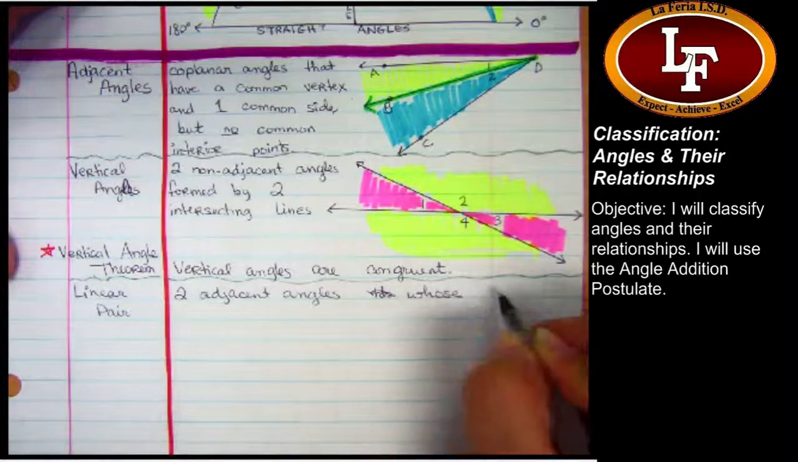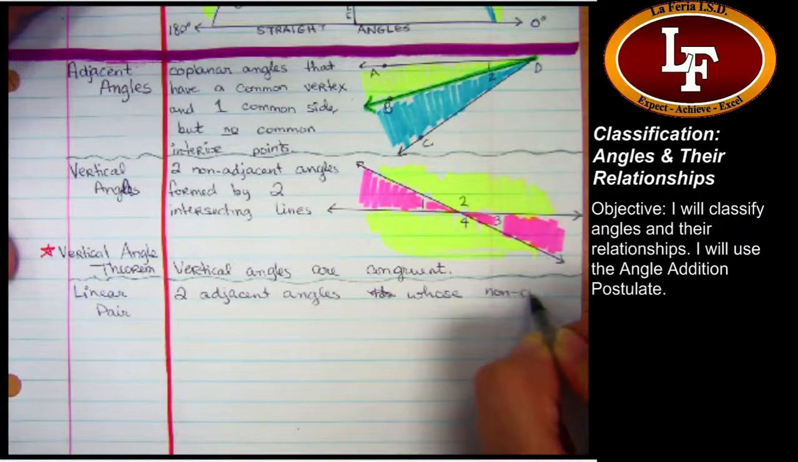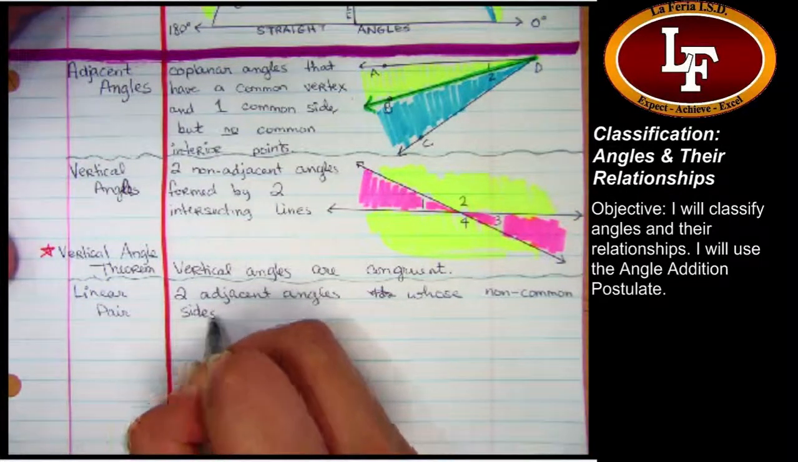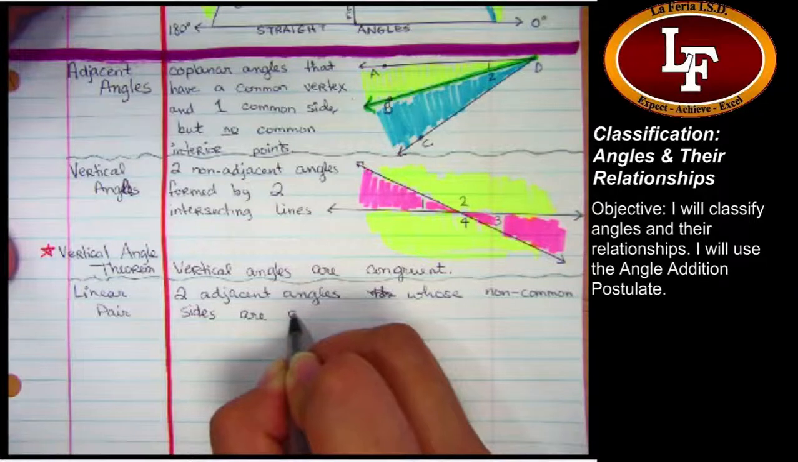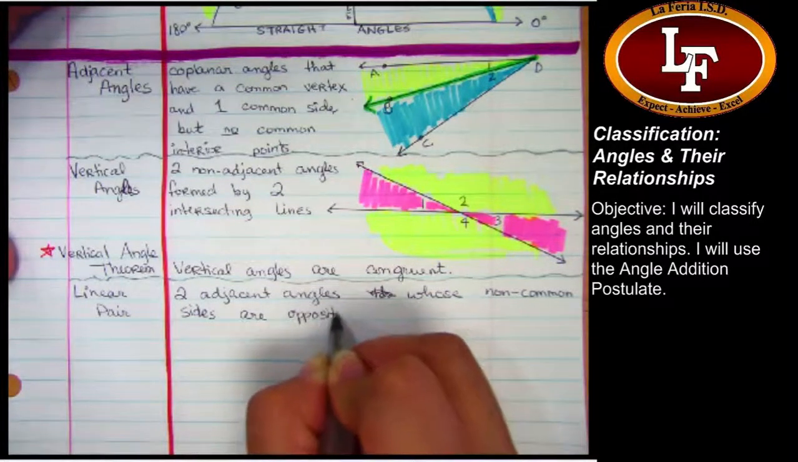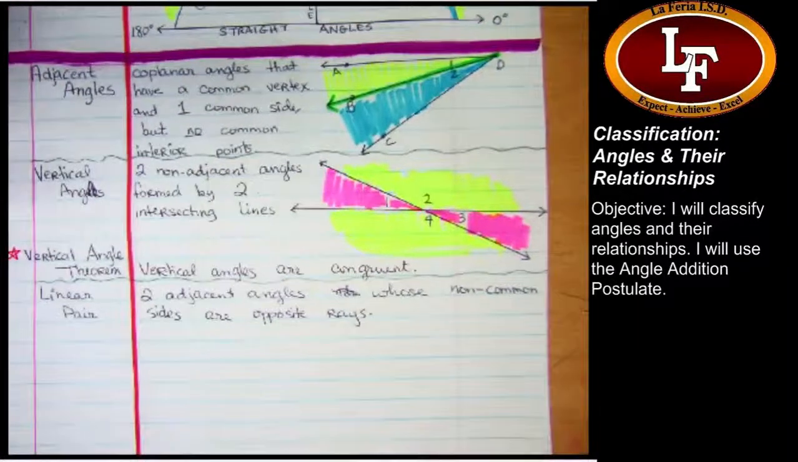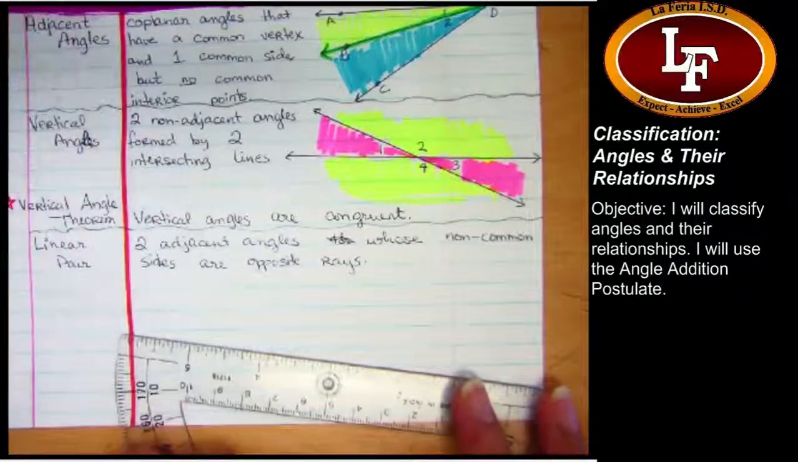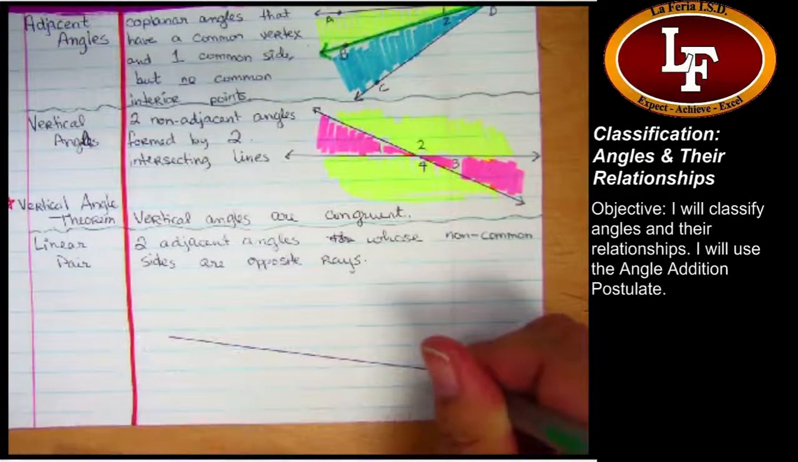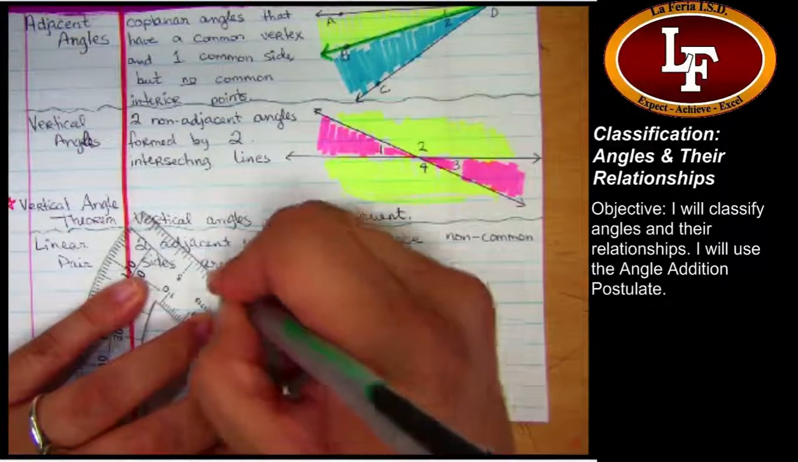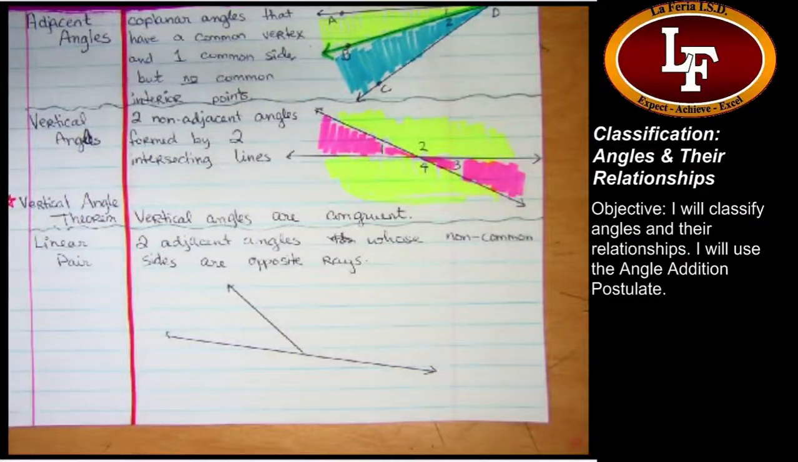whose non-common sides, the sides that they do not share, are opposite rays. That was a vocabulary word from a few days ago. Those are rays that go in opposite directions, right? They share an endpoint and they form a line. So I'm going to draw a line, and then I'm going to draw some other ray sticking up out of it. Ta-da! Linear pair.